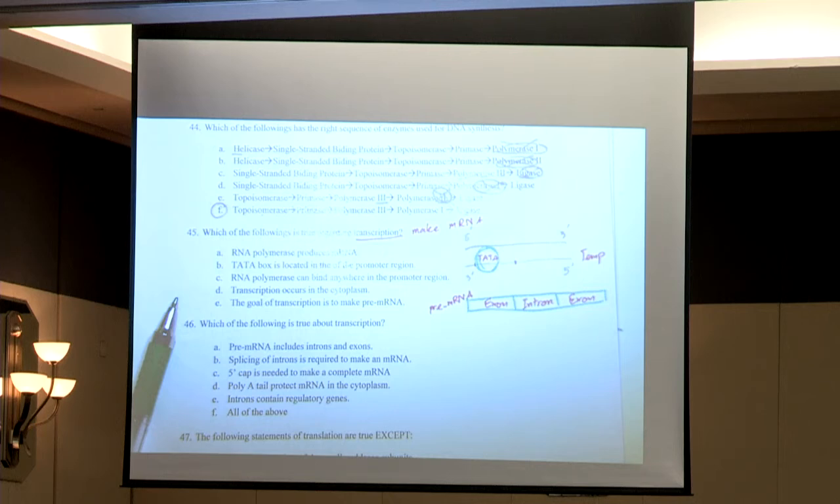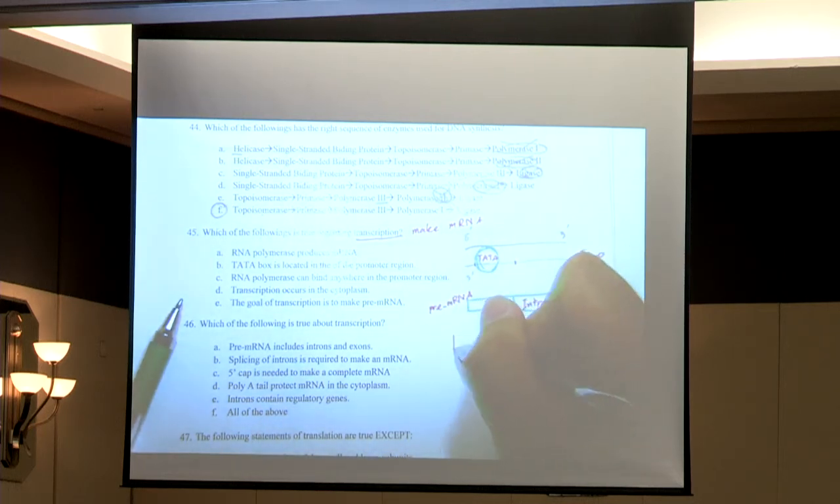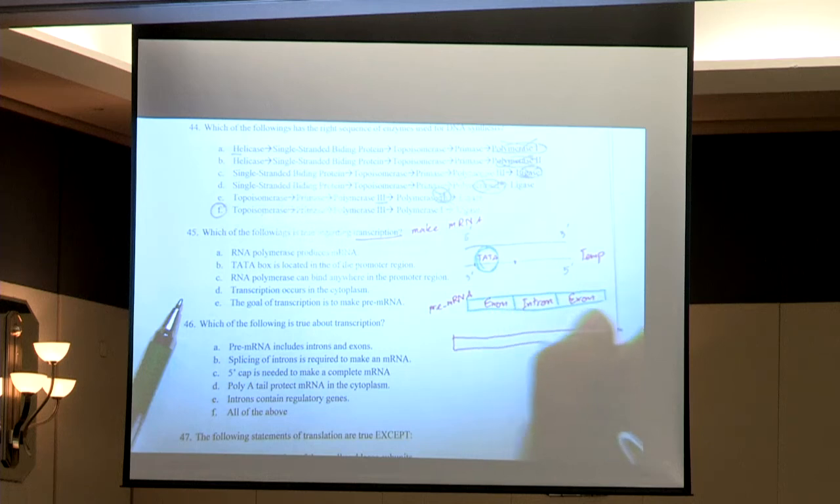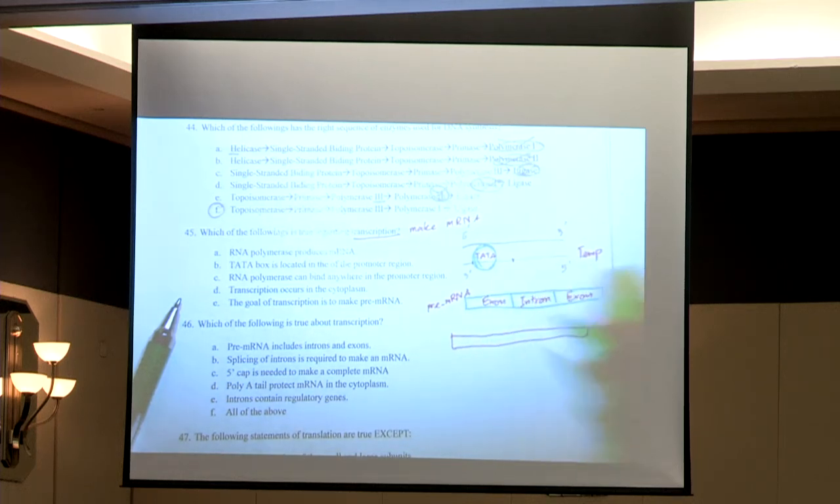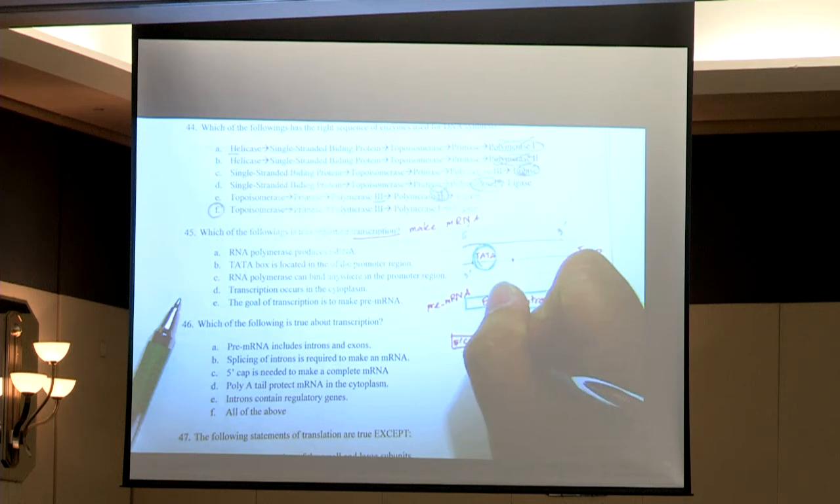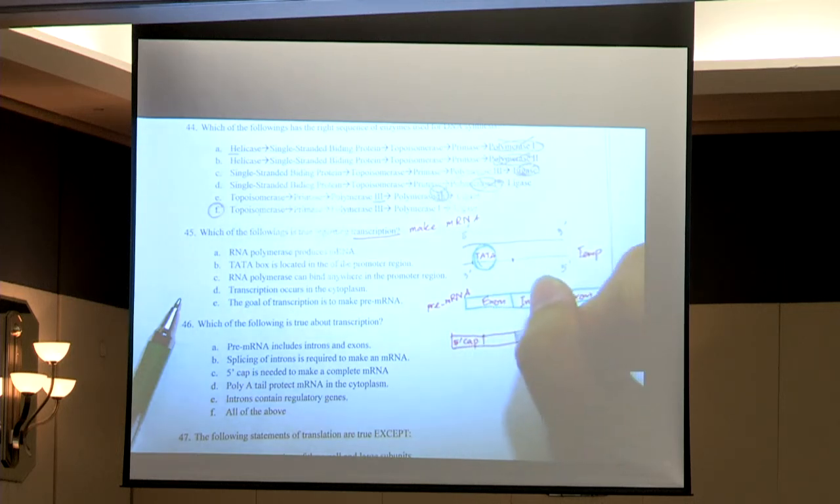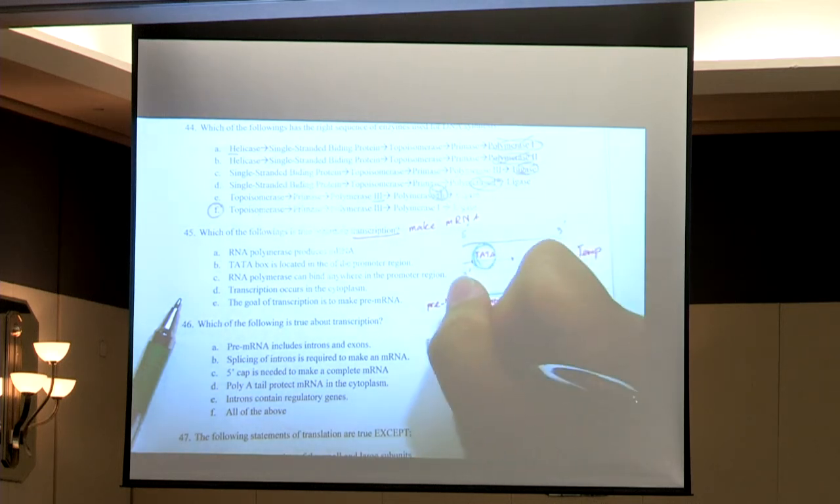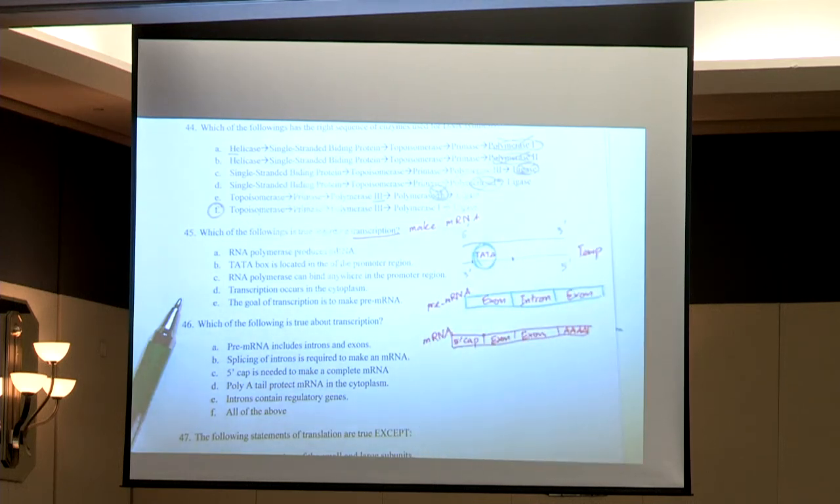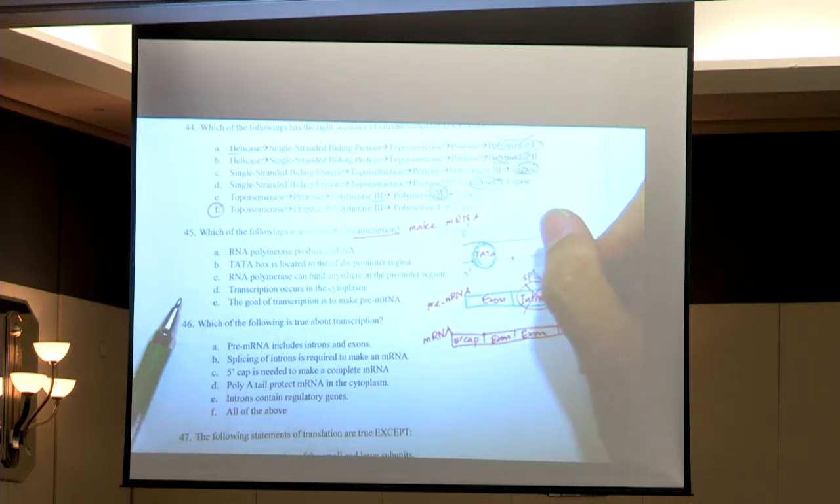So to make mRNA, we have to get rid of the intron and add the cap and the tail. So we have a 5' cap and a poly A tail, right? So this one will be our mRNA. And the process of removing the intron, what do we call it? Splicing, very good. So getting rid of this is called splicing.